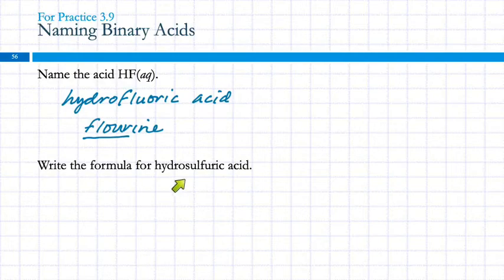What if we have a name and we're going to write the formula? Hydrosulfuric acid. Well, the word acid here is a dead giveaway that this is an acid, right? So we've got hydro, that's going to be hydrogen. And sulfuric is which element? Sulfur. So how do we know how many hydrogens and sulfurs to put together?